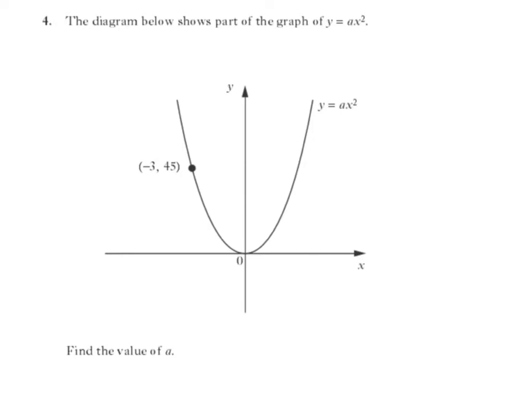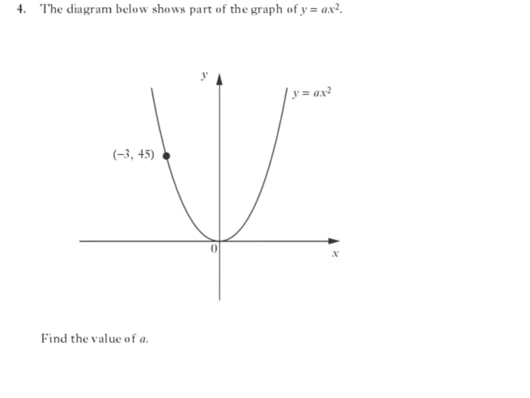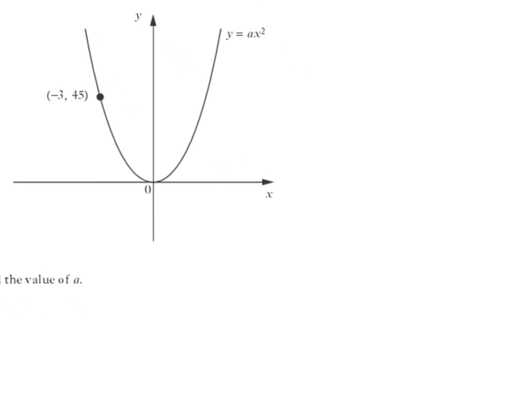We want to find the value of a, and we're given this point (-3, 45), which lies on the line. So what we're going to do is take the x and y value from our point, substitute it into our equation, which will allow us then to find the value of a. So I'll write down the equation of our curve, y equals ax squared. Our x value is -3 and our y value is 45.